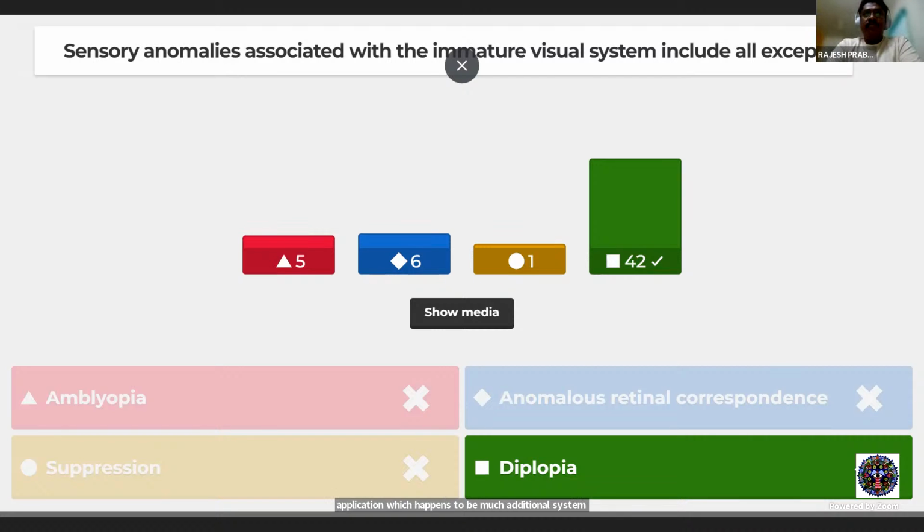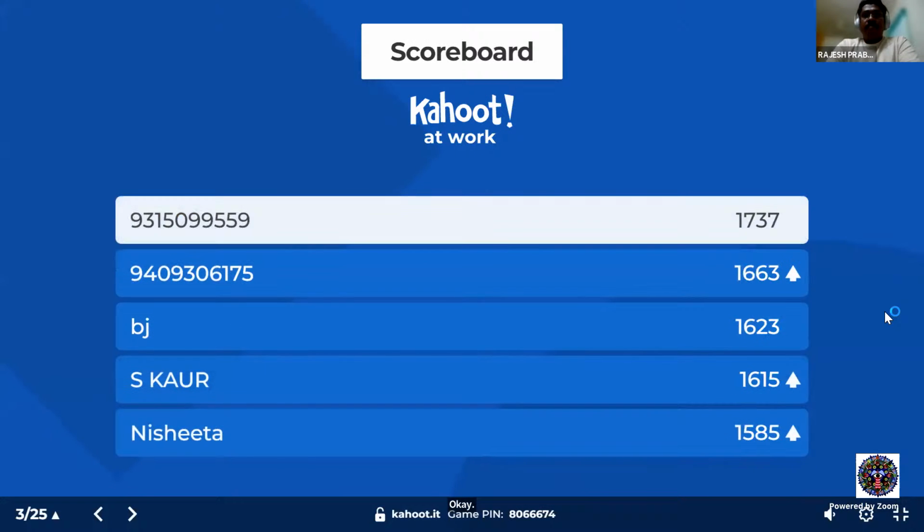Go to the leaderboard. There's a close margin between the first 4 candidates. So we'll go to the next question, Rolika.